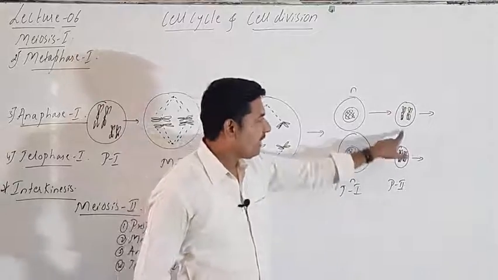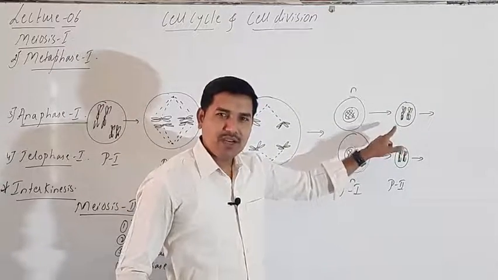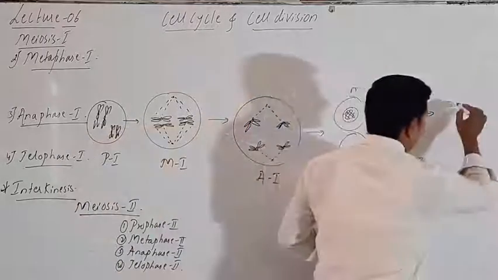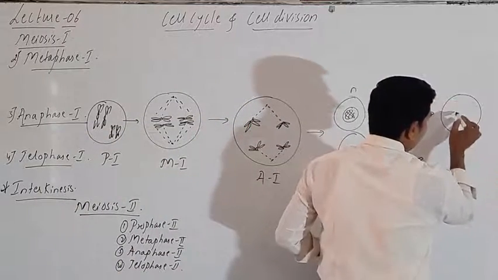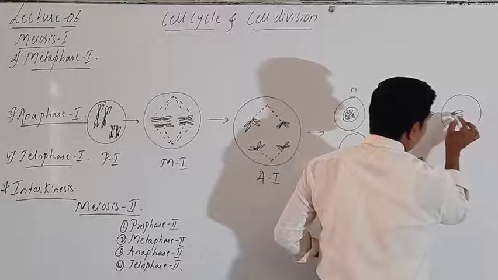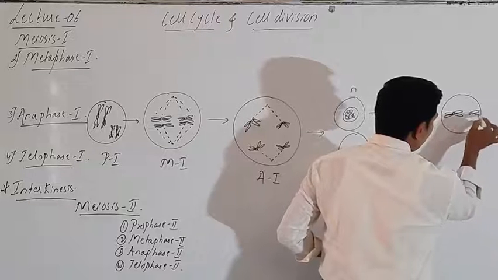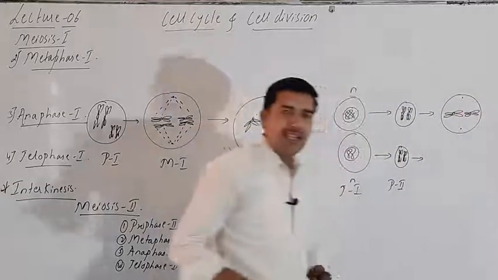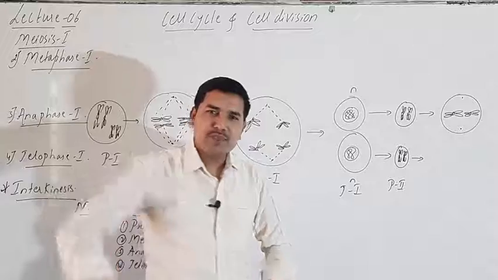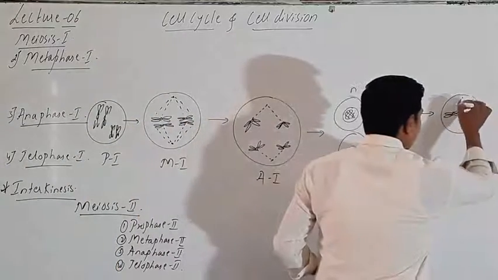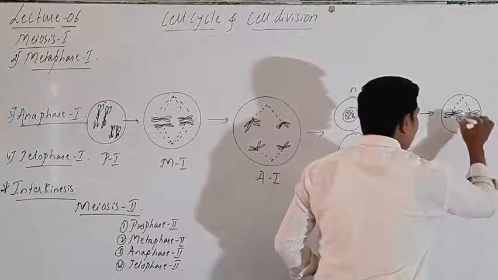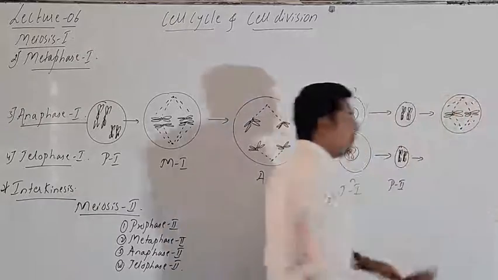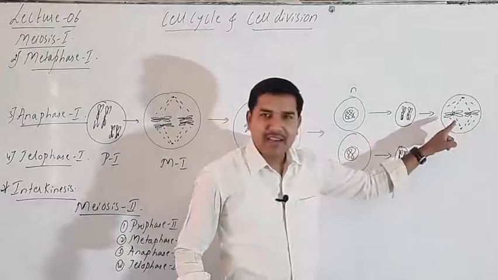When this prophase 2 continues to the next phase, it is called as a metaphase. Now again in the metaphase the chromosomes are arranged at the equatorial plate. Look at this, the chromosomes are arranged at the equatorial plate. Then the centrioles will move towards the opposite poles. They produce the spindle fibers, and these spindle fibers will attach to the kinetochores of the chromosomes. Now tell me, how many chromosomes are there here?